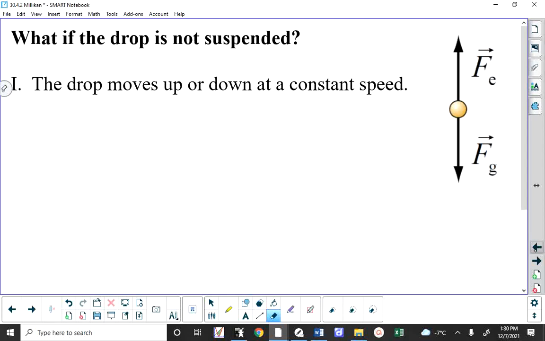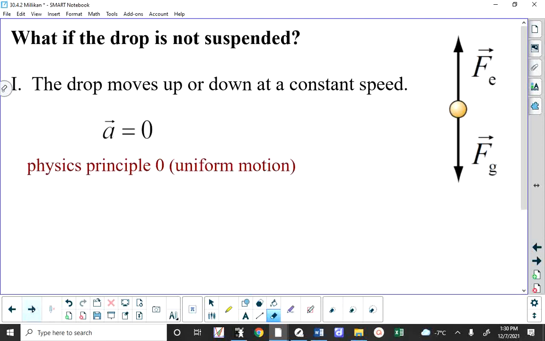It doesn't matter how fast it's moving. If it's moving up at a constant speed, its acceleration is 0. The physics analysis of a drop moving up or down at a constant speed is no different than the physics analysis of a drop that's suspended, because both of those situations have 0 acceleration. And if they have 0 acceleration, the net force is equal to 0. If you're watching this video, you can't see what I'm pointing at.